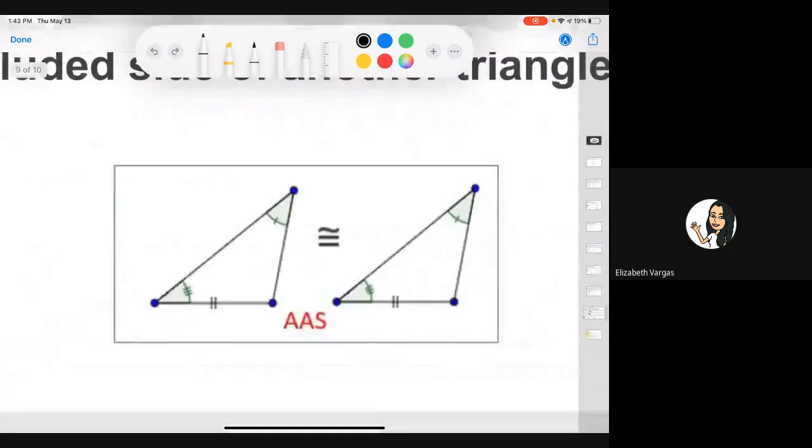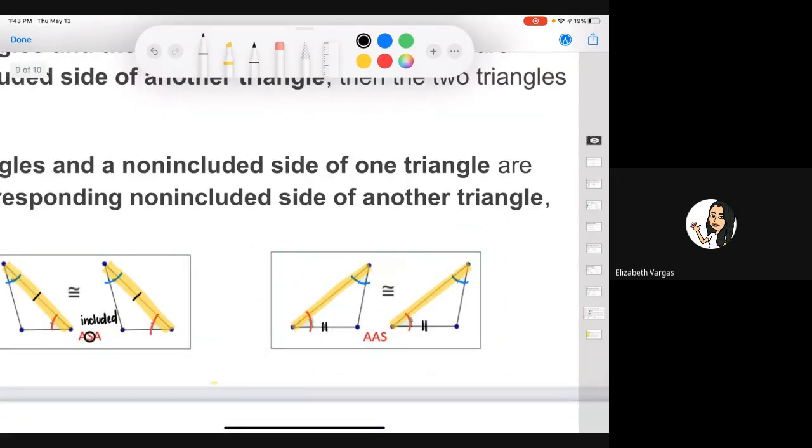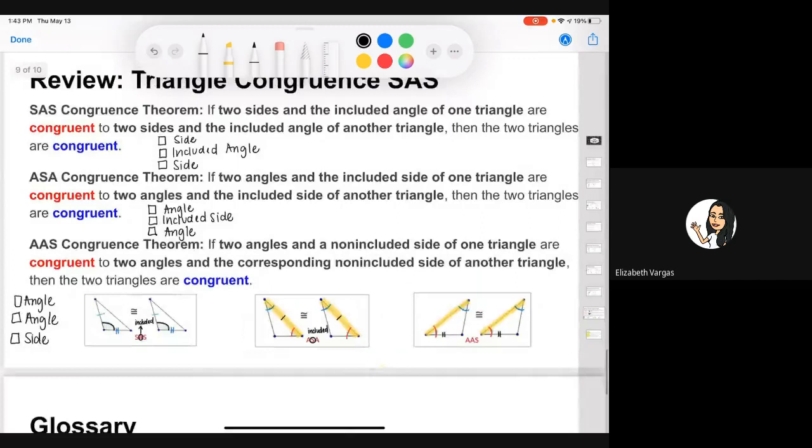So here's the example. This angle is congruent to this angle. This angle is congruent to this angle. Let's look for that included side. And so I want any side other than my included side to be congruent. And I'm told that this one's congruent. It's not my included side, and so I can use the AAS theorem to prove that this is congruent.